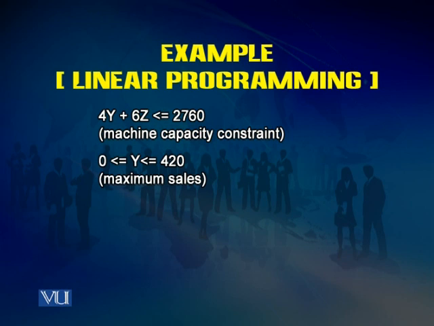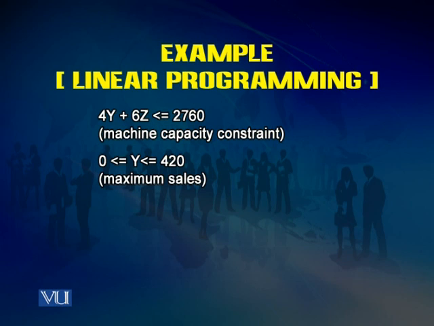0 is less than or equal to y, which is less than or equal to 420. This is the maximum sales. In this equation, we are saying that y is between 0 and 420. So y lies somewhere between 0 and 420, because 420 is the maximum.